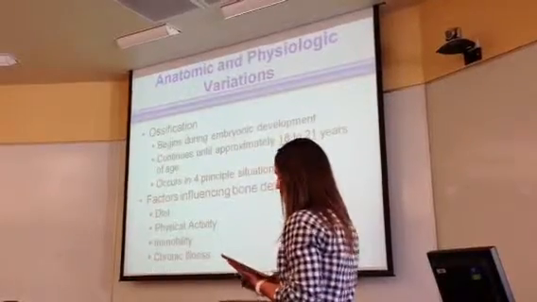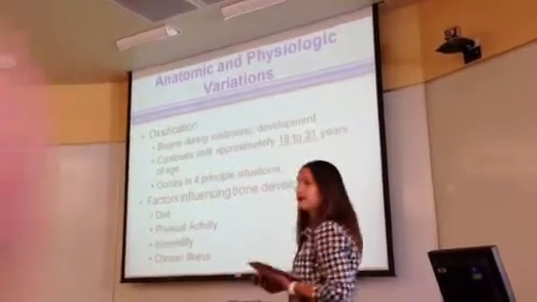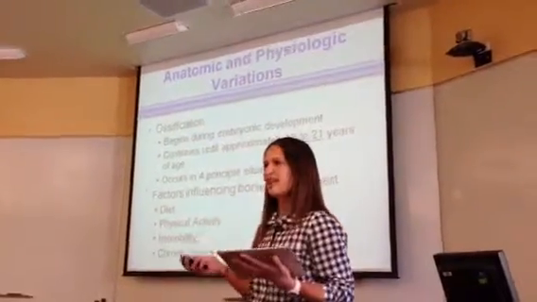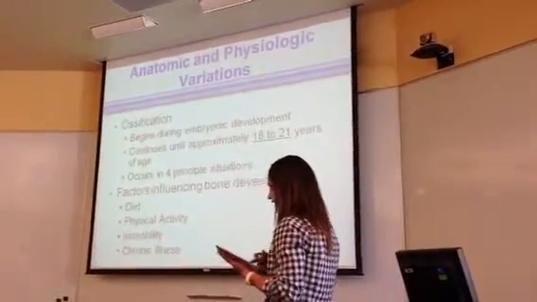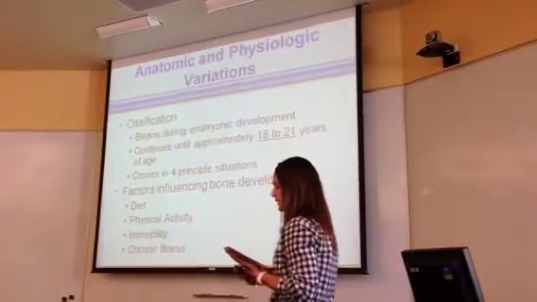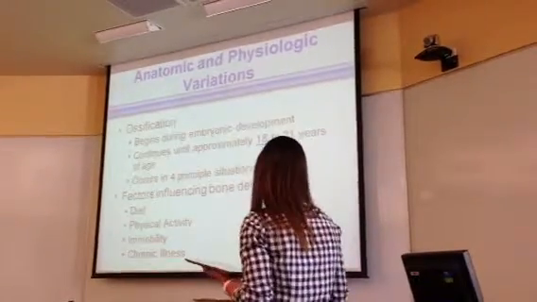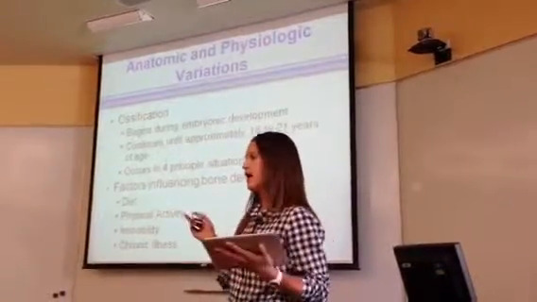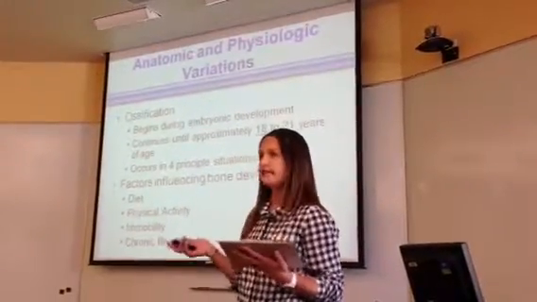The embryonic skeleton is formed out of a substance called mesenchyme. Mesenchyme is basically a fluidy form of connective tissue, and then it differentiates into a more solid form of connective tissue called hyaline cartilage. And then calcification occurs, and that goes throughout childhood to age 18 to 21.